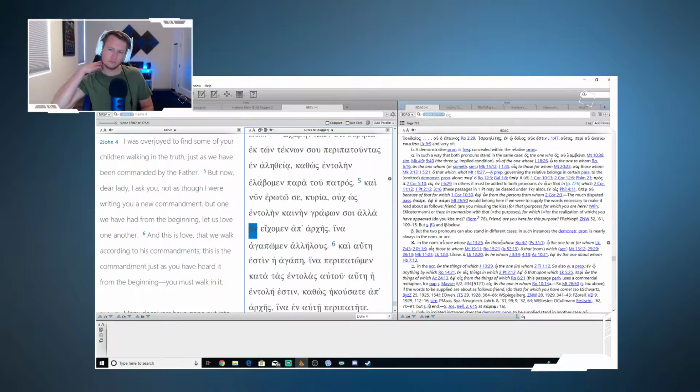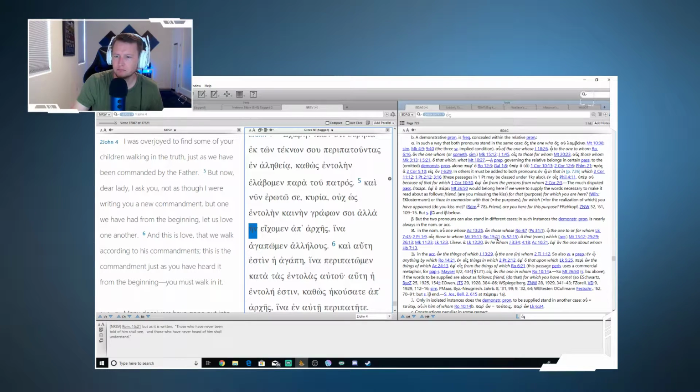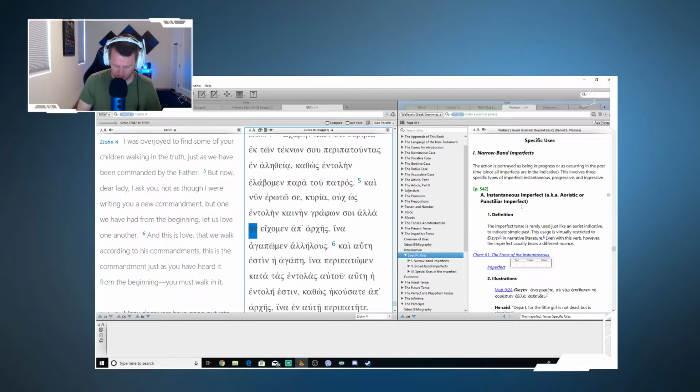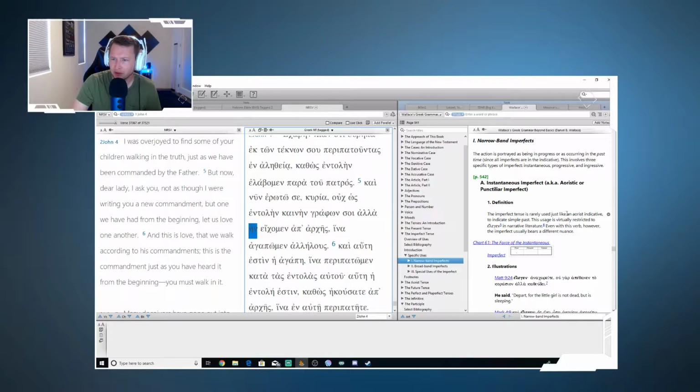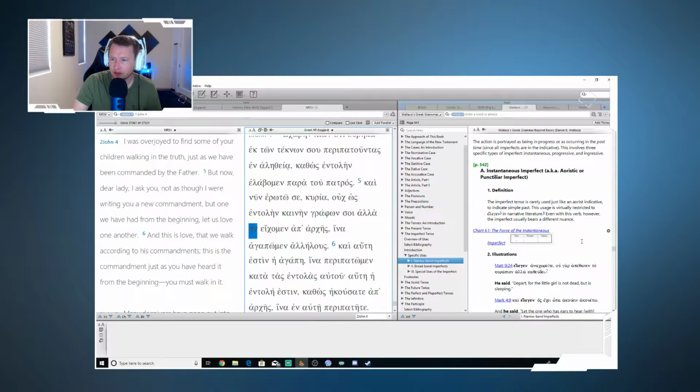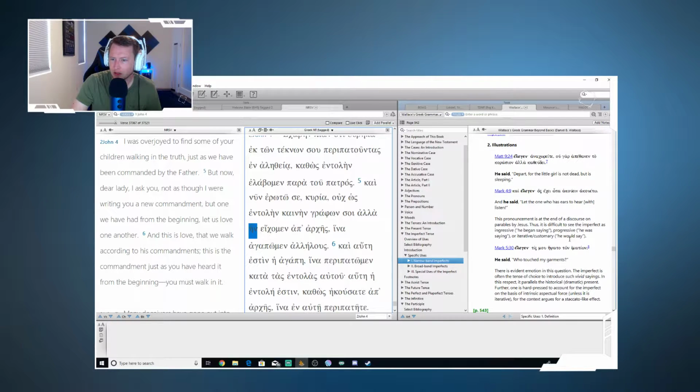Yeah. So, but one which we were having from the beginning, comma. So let's look at that. The imperfect tense is rarely used, just like an aorist indicative, to indicate simple past. This usage is virtually restricted to elegen in narrative literature. Even with this verb, however, the imperfect usually bears a different nuance. Okay, so that's not what we're dealing with here.